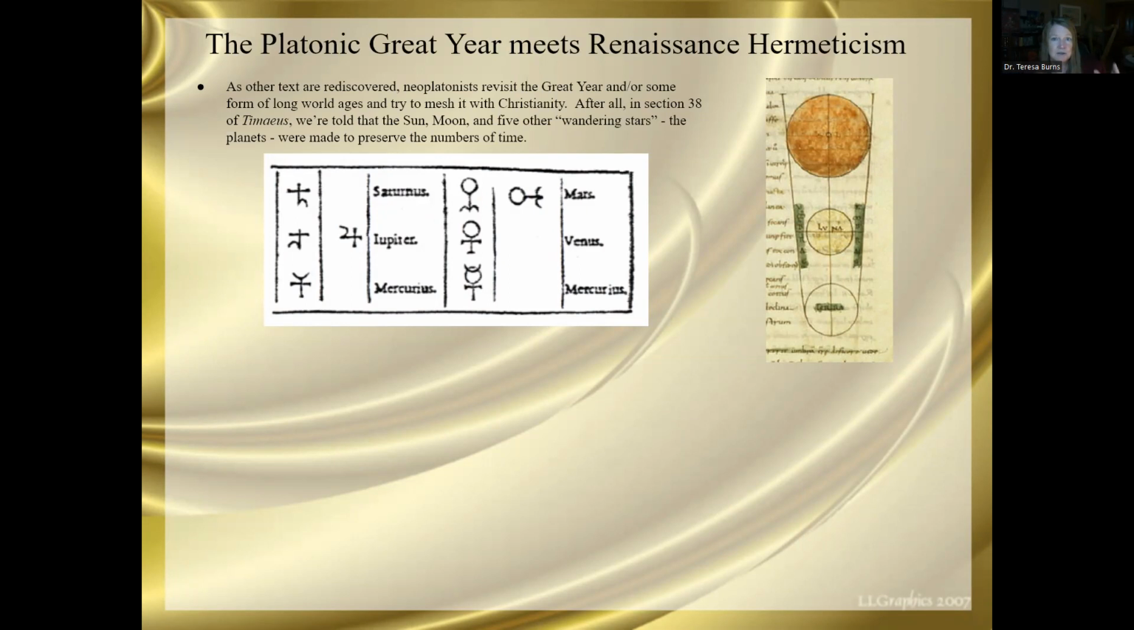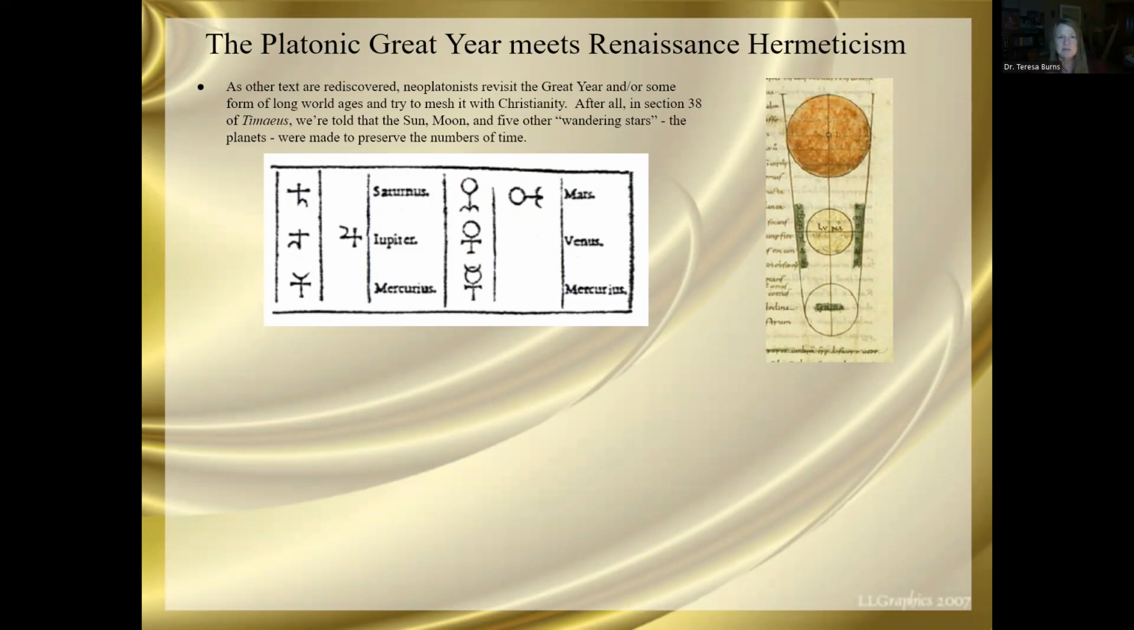D is near the very end of the Northern Renaissance. In Italy, the Renaissance has been going on for 150 years, and there are all these texts being discovered. There are forms of long world ages in these texts. And so humanists are trying to mesh this with Christianity.